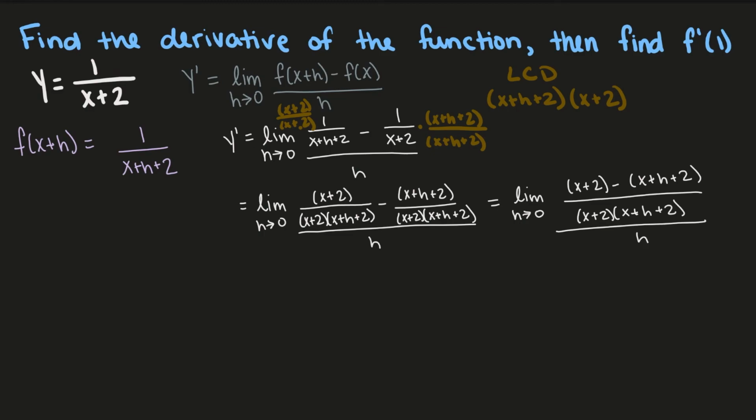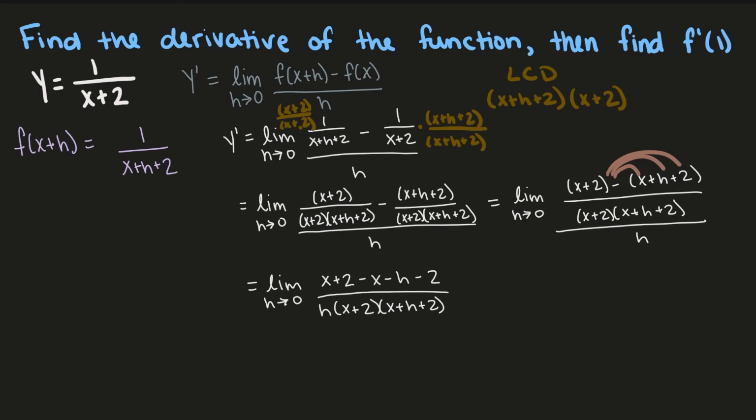So there's a couple of things we can do here. First of all, we'll distribute our negative sign to all of our terms to the right of that negative sign. And we have a fraction over a fraction, so we can actually bring all of our denominators down into one expression. So this fraction is going to become the limit as h approaches 0 of, in our numerator, we have x plus 2 minus x minus h minus 2, all over h times x plus 2 times x plus h plus 2. Now we can start to cancel some of these terms out.